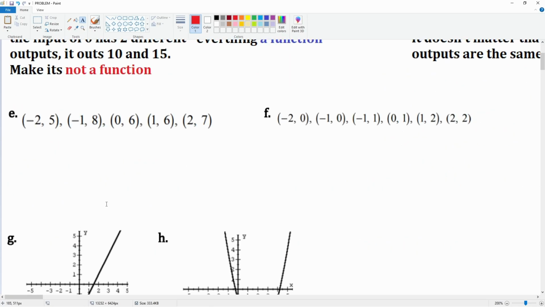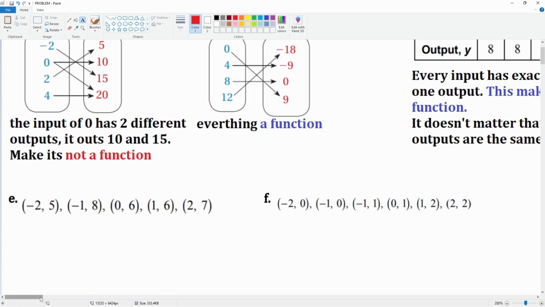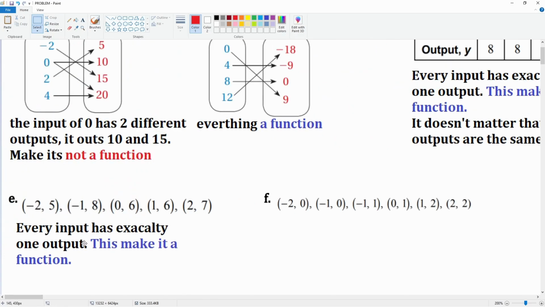Let's look at E here. Look at every single input here. Every single input has exactly one output. Same thing here. Every input has an output, right? So it makes E also a function.